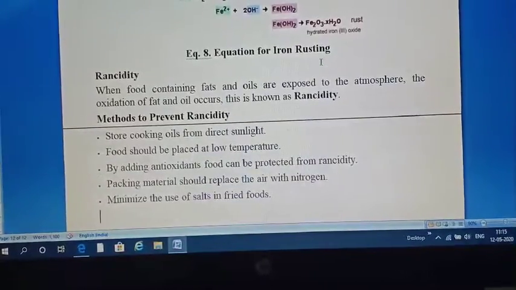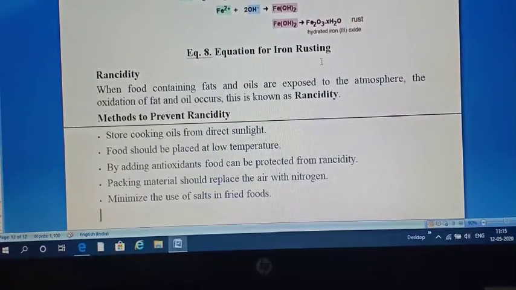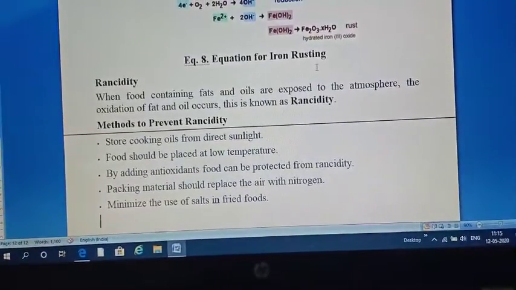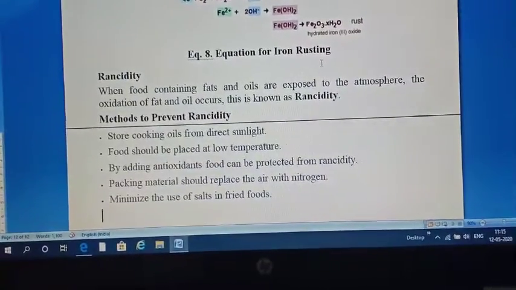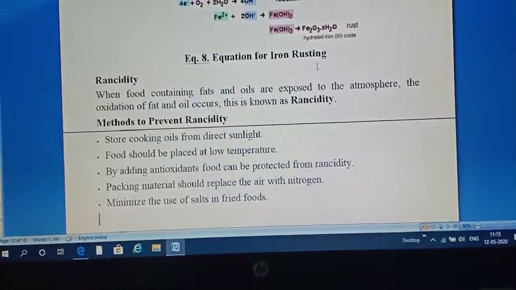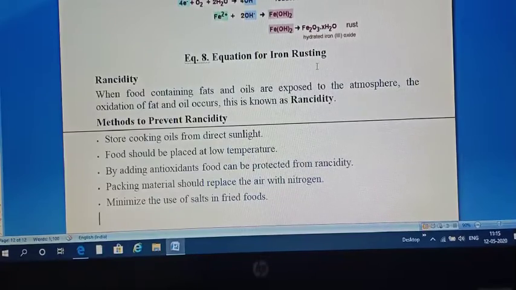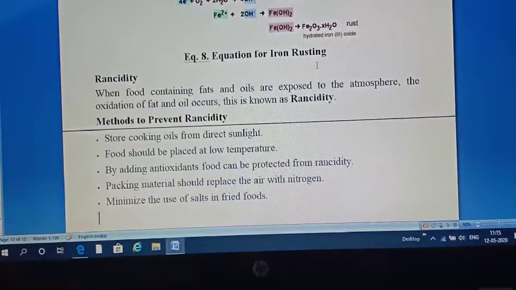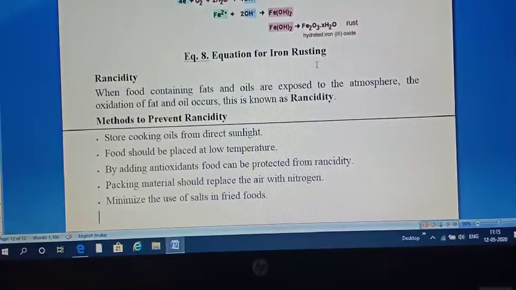Then the next one is rancidity. Rancidity means when food containing fat or oily substances is exposed to the atmosphere, it changes its taste and odor. Then we consider this process as rancidity, and this product is known as a rancid product. How can we prevent rancidity? Means how can we prevent the spoiling of food?